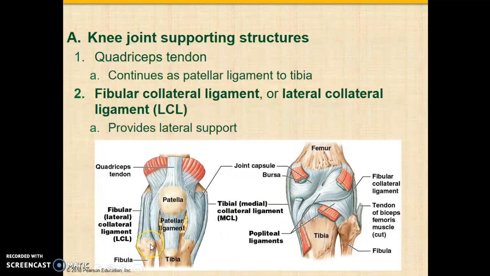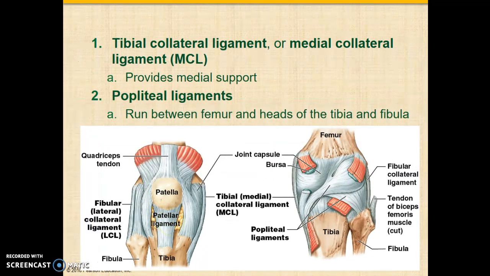The fibular collateral ligament or lateral collateral ligament. You have to be able to look at the knee and know whether it is the anterior surface or posterior surface, whether it is the right knee or the left knee. Keep in mind the patella is always anterior and the fibula is always lateral. So this knee here on the left is a right knee. That fibular or lateral collateral ligament provides lateral support. The tibial collateral ligament or medial collateral ligament provides medial support.